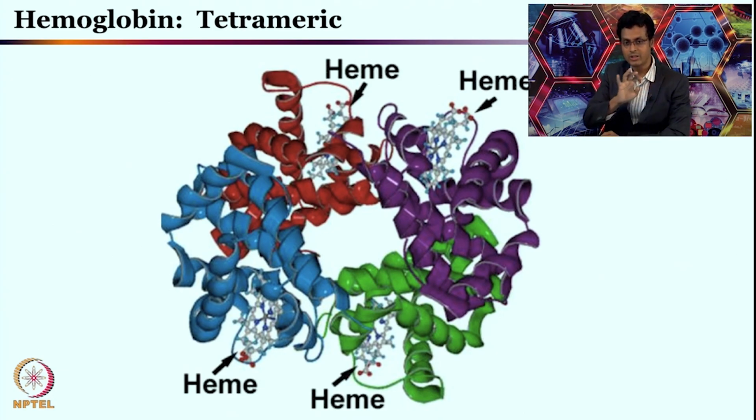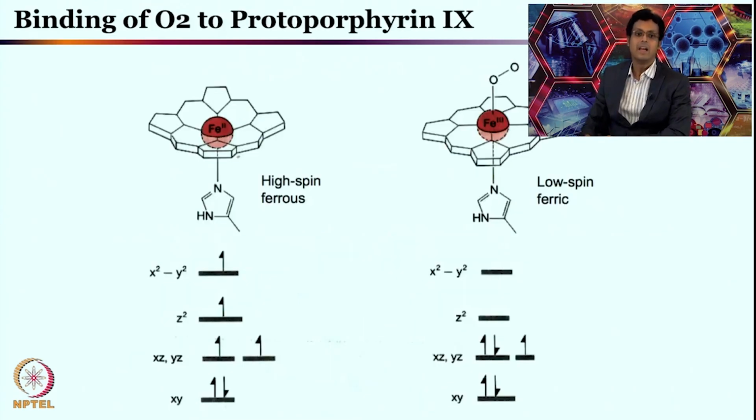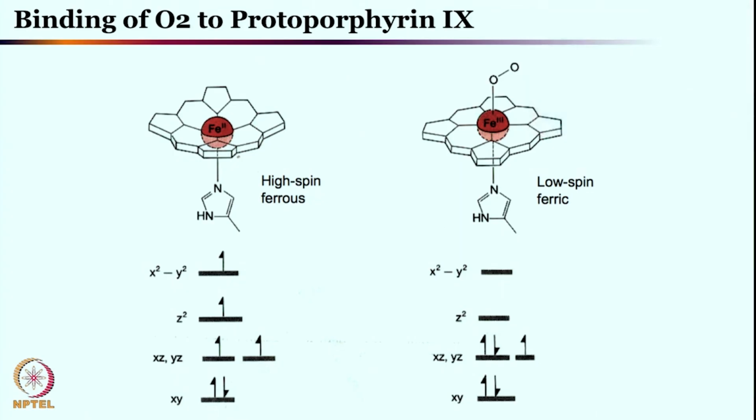Hemoglobin versus myoglobin difference is it is 4 iron centers in case of hemoglobin and 1 iron center in case of myoglobin, that is fine. You have seen a tabulated format which differentiates hemoglobin and myoglobin in the previous class. Okay. Now, binding of oxygen to protoporphyrin 9, we have seen it is also quite exciting. You have seen the spin change from high spin compound to low spin compound you are forming.